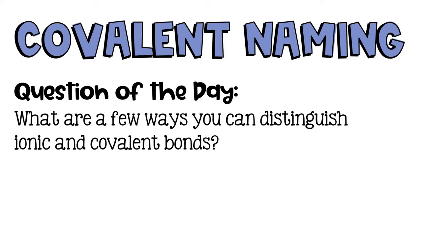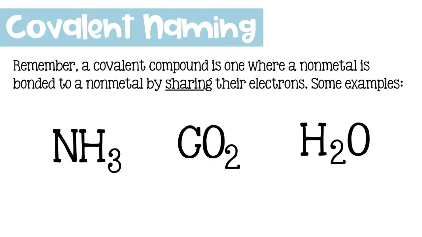Today we are going to learn about covalent naming. Our question of the day is what are a few ways you can distinguish between ionic and covalent bonds? Now, remember a covalent compound is one where a nonmetal is bonded to another nonmetal by sharing the electrons. Some examples are NH3, CO2, and H2O.